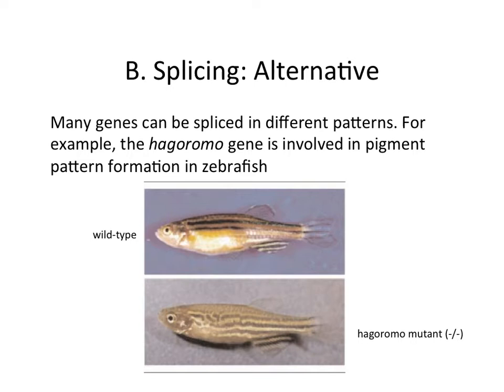And they thought, well, there are a lot of genes that might be involved in this. One of the genes they focused on is a gene called Hagoromo, which, as I'm told, means dress of the gods in Japanese. Please tell me if I'm wrong. But it has something to do with patterning and pigmentation, the way the fish looks. You may or may not be able to tell.